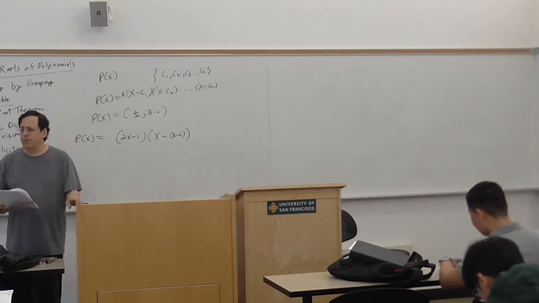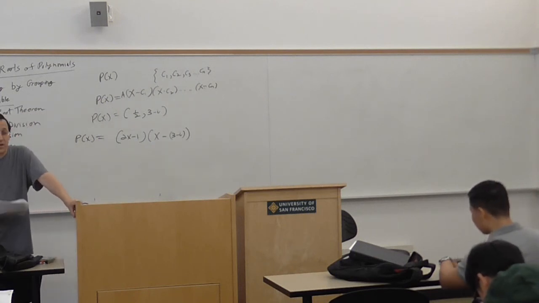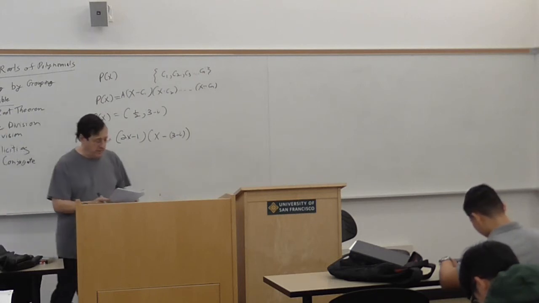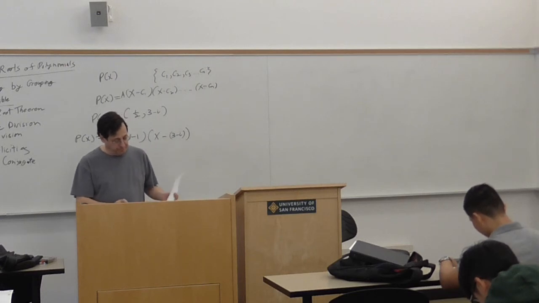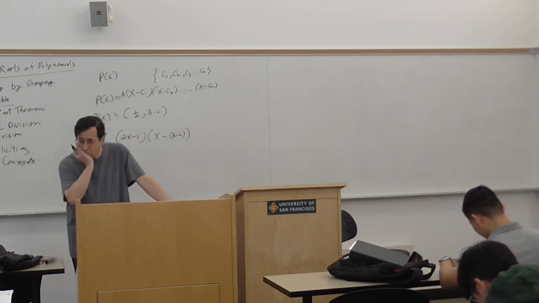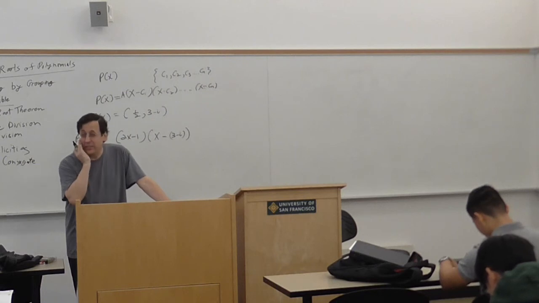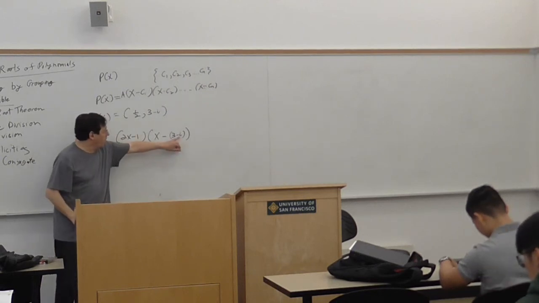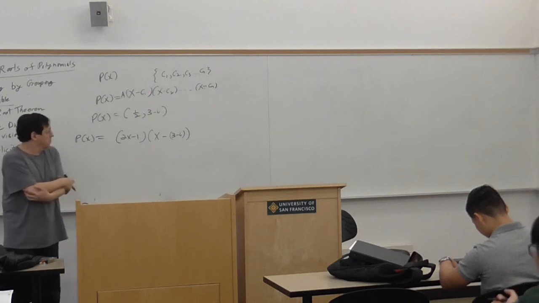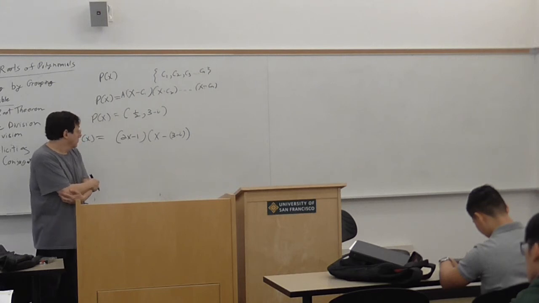But I want the coefficients to be real. I don't want any imaginary coefficients. So how am I going to do that? How am I going to get that to work out? Is there any way I can guarantee that I get rid of this i here? Yes, Nate? 3 squared. i is i squared.